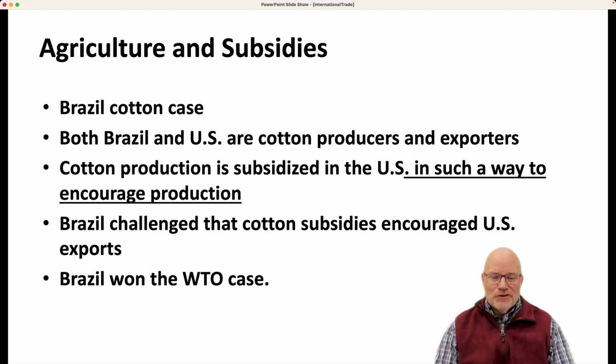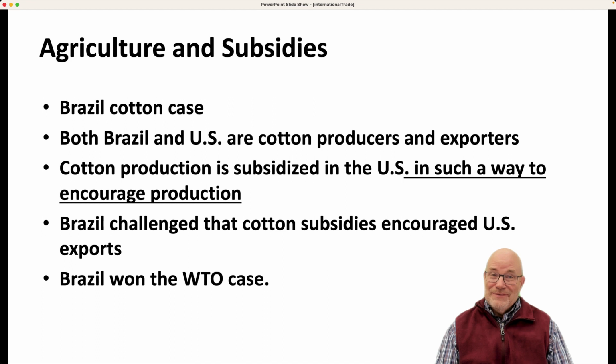In agriculture, there are three pretty large non-tariff barriers to trade. The first one is subsidies. Many countries subsidize production within their country, and that causes more production to occur in that country. If more production occurs, then there's more likely to be trade or movements of that good to another country, and that's viewed as trade distorting.